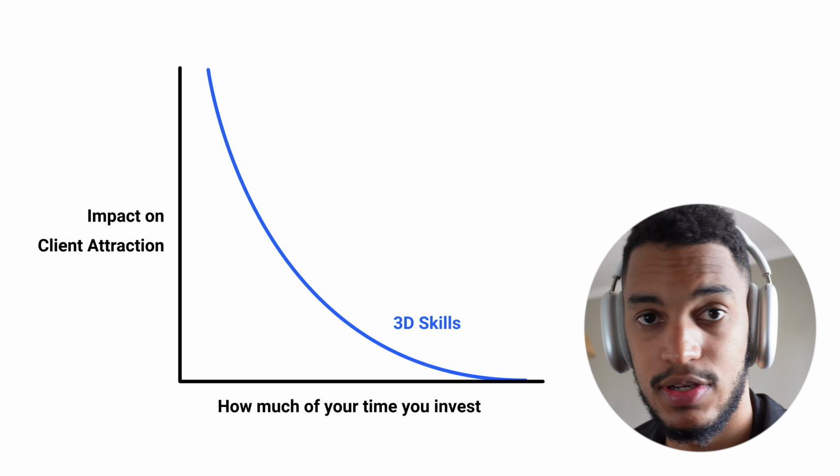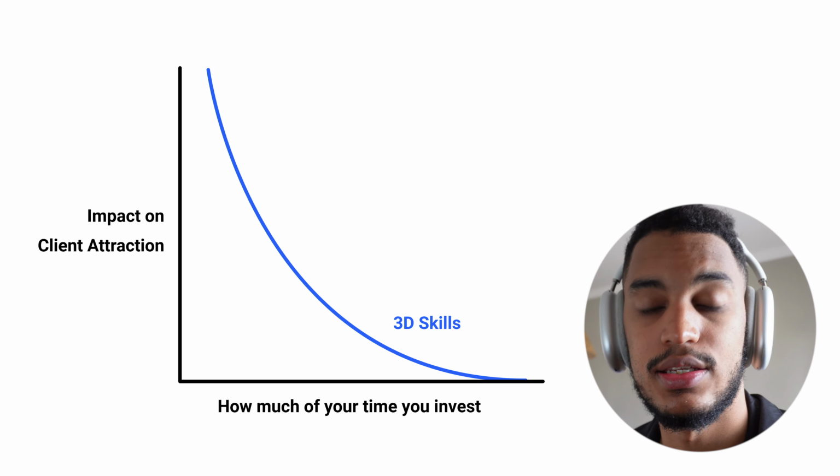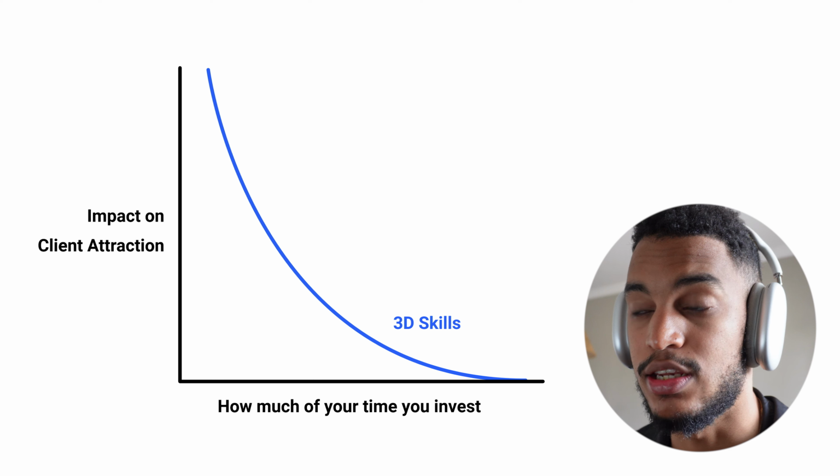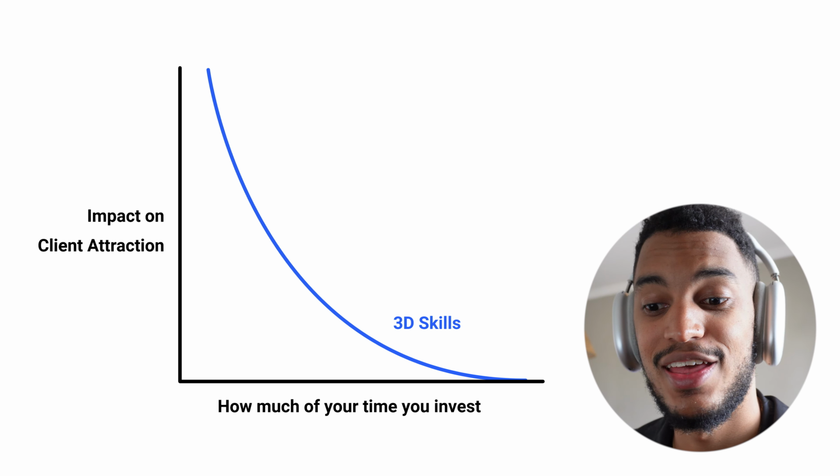If you keep improving your 3D to a certain point, that could make a massive difference in your client attraction abilities, because your quality can go from 0 to 80%. But you'll find that a lot of clients are okay with 80%. And by getting from 80 to 90%, you might find that it doesn't affect the amount of clients you get, or how much you can charge, at all.